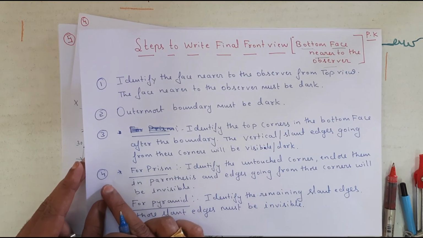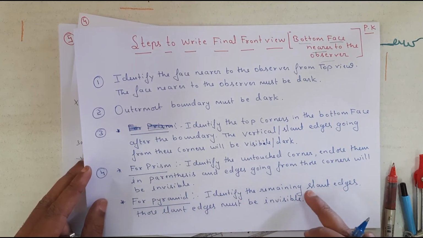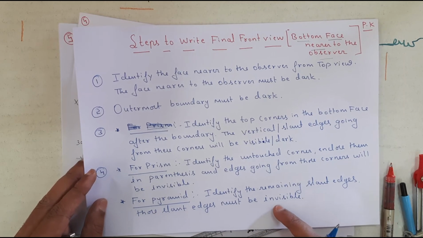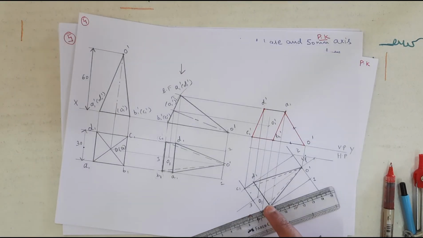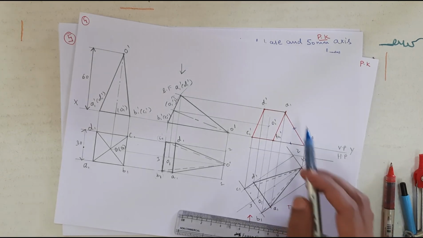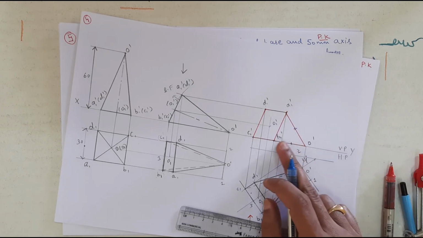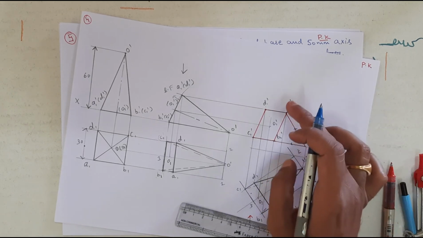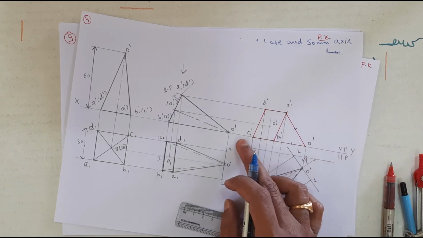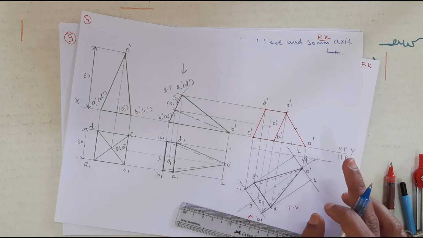Next, the fourth one, in the pyramid: identify the remaining slant edges. Those slant edges must be invisible. So how many slant edges are there? There are 4 slant edges. Out of those, B1 dash to O dash has been done, and A1 dash to O dash has been done. The remaining slant edges are what? C1 dash to O dash, D1 dash to O dash. So those must be invisible.